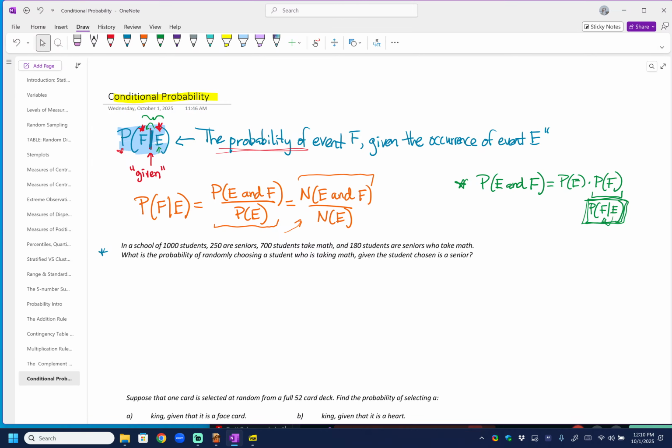So right away, the thing that should pop out at you is the word given. Just like with the addition rule and the word or, in conditional probability the word given signals the direction you're going to be going. Next, we have to define our events. It appears that in this problem, the events are being a senior and taking math. So we just want to make sure that we have our variables set up in a way that will work very nicely. We could define, let's say, E as seniors and F as taking math.